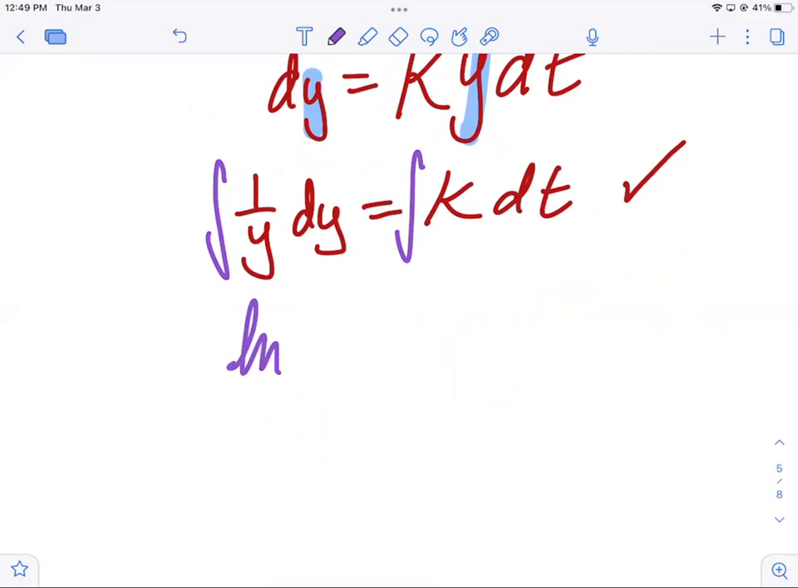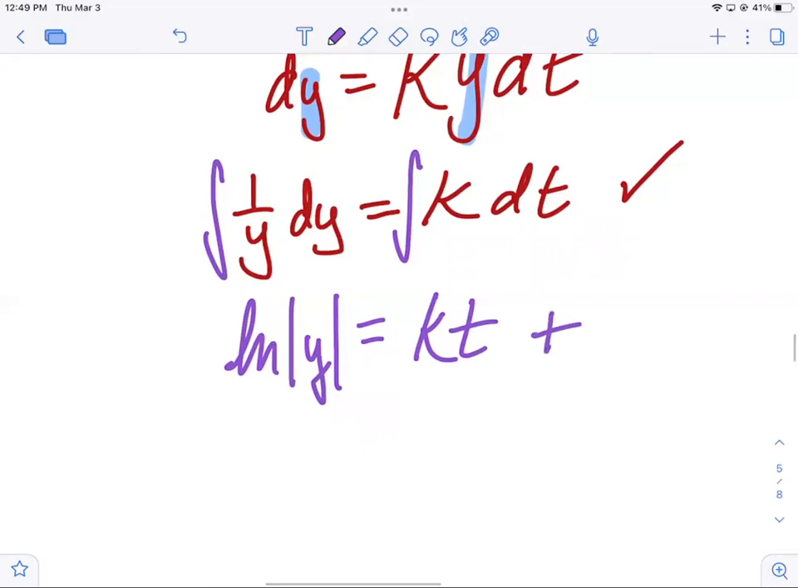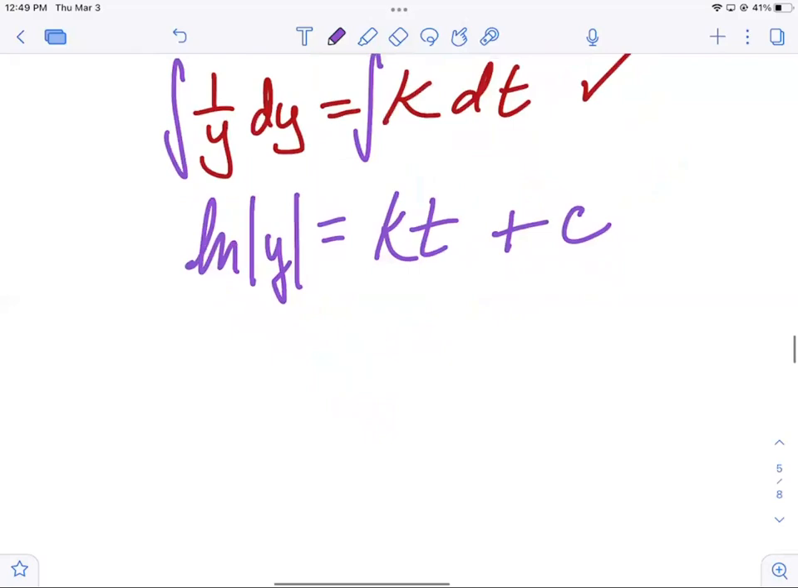Natural log of absolute value of y. Very good. Don't need the plus c. And then over here, what's the antiderivative of a constant with respect to t? A constant t. Good. K times t plus c. Very good. All right. Now we have to solve for y.